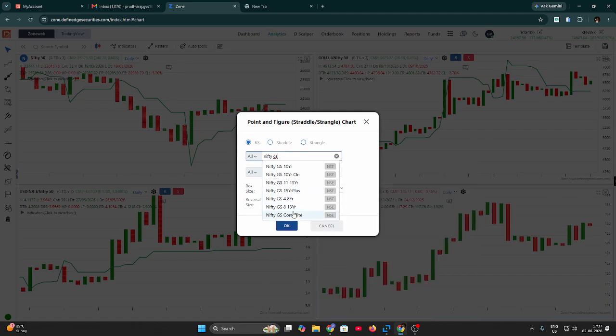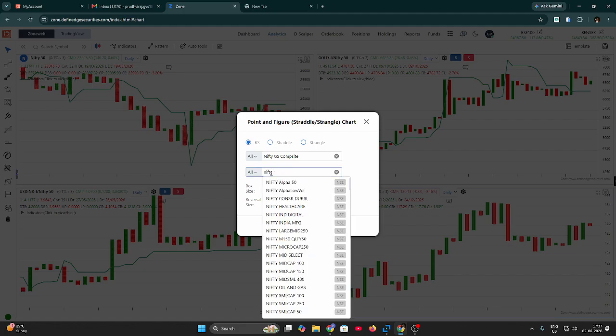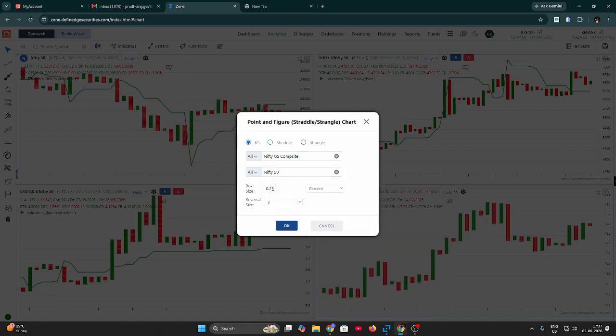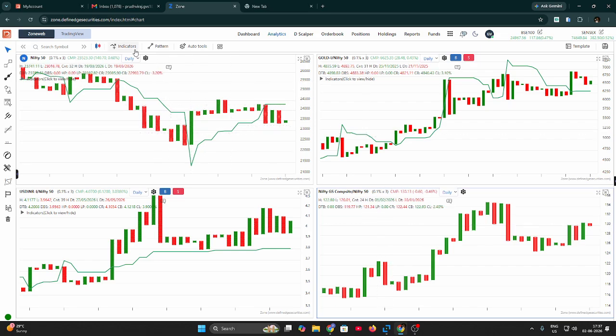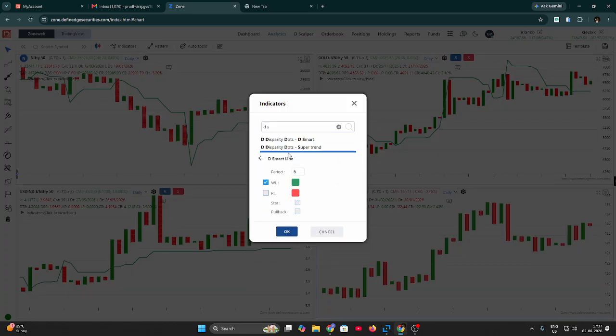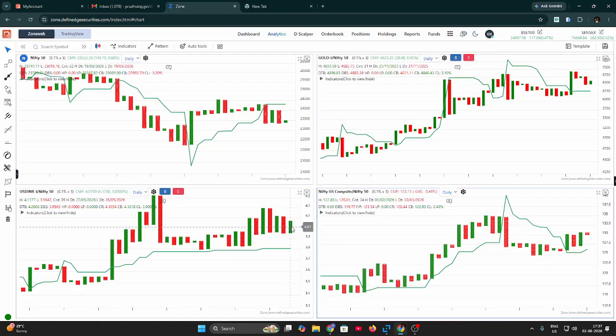Okay, you will connect GS composite and then Nifty 50. Okay, and point 1 you will have to select. So I already have done it, I have put it. Then we go to indicator, put D Smart.